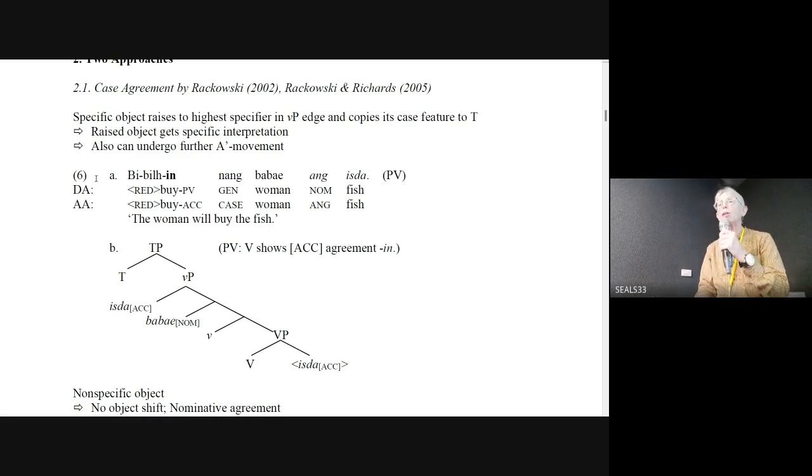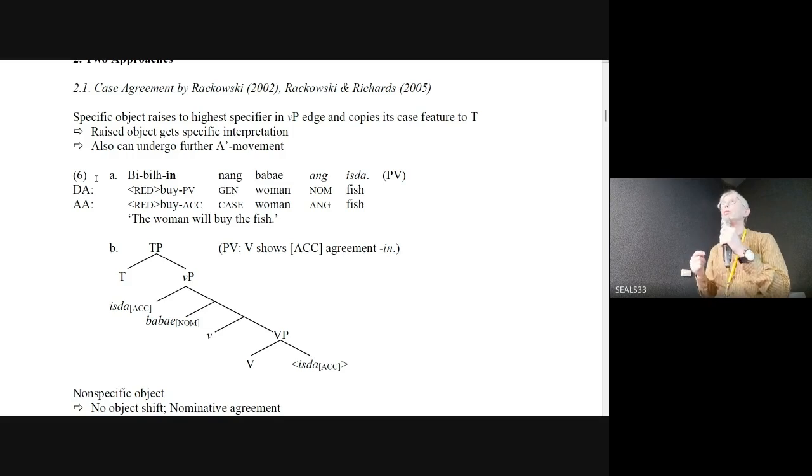Then the voice morphology is a type of agreement with the case feature of the nominal that is closest to T structurally. So in a patient voice clause, you have to move the object so that it's close to T, closer than the subject. And the mechanism for that, Rackowski builds on the information structural asymmetry between patient voice and actor voice.